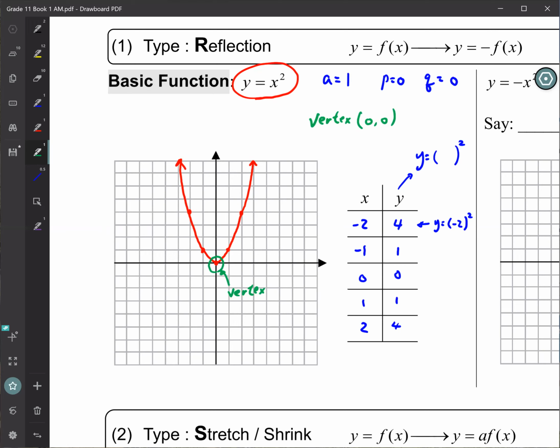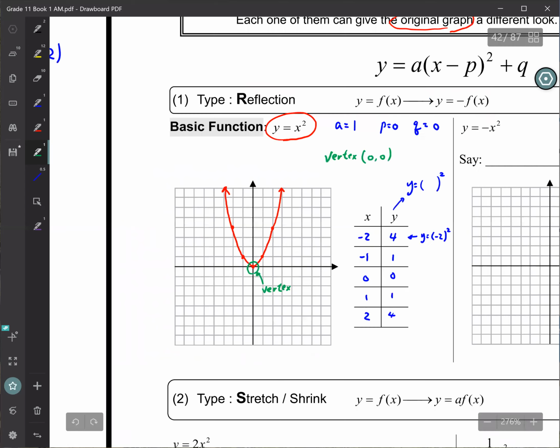Okay, Eric, have you finished the graph yet? Yeah, okay. All right, let's move on.